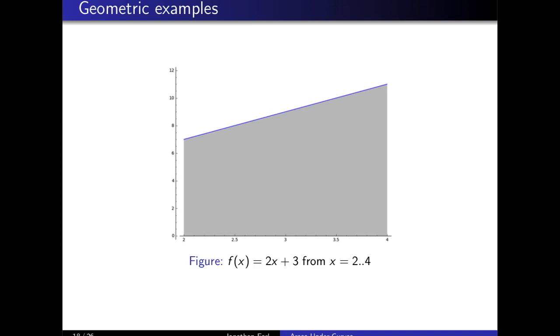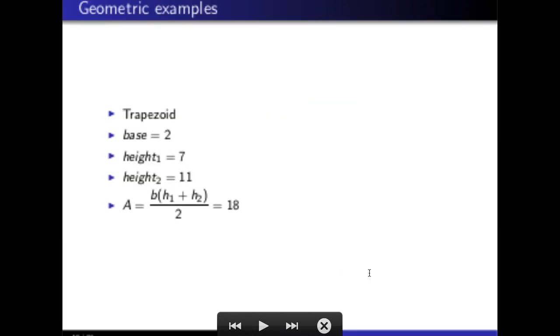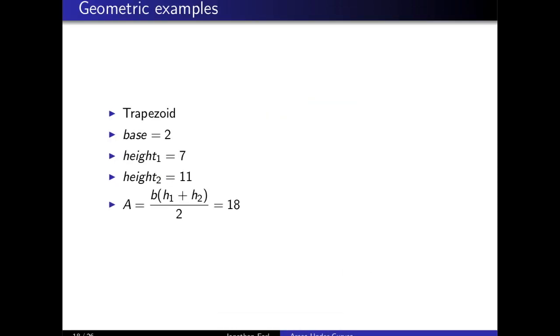Okay, so the other thing that we might have is, well, this one, it's clearly a trapezoid, and we're going from 2 to 4 for the function 2x plus 3. Right, so it's a trapezoid. My base is 2. The height of one leg is 7. The height of the other leg is 11. I put all of those numbers into my area expression, and we get 18.